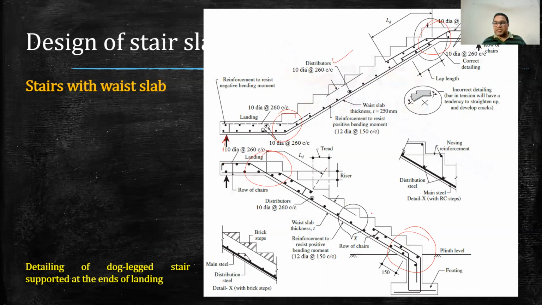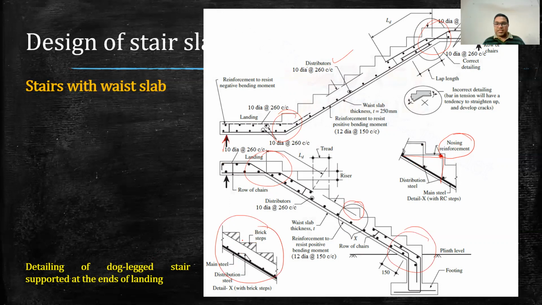Also, if you see the details of the steps, if we provide concrete steps, sometimes we provide some extra reinforcement also in the form of simple links. So these are basically the reinforcement simple links, and one distributing bar is provided along the edge of the tread, and this reinforcement is generally provided to save the nosing. And this is the detailing for the brick steps.